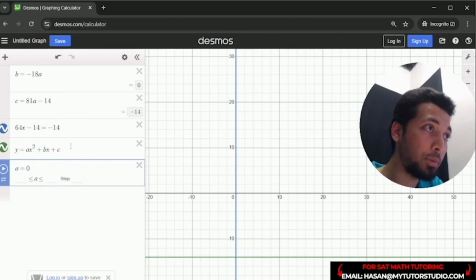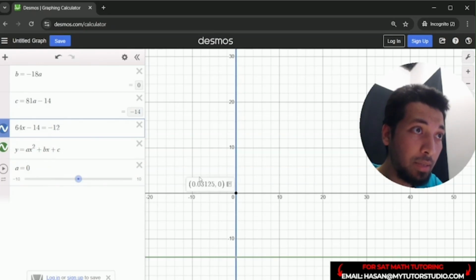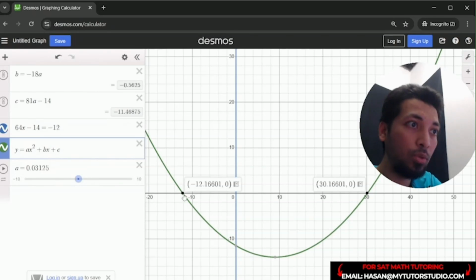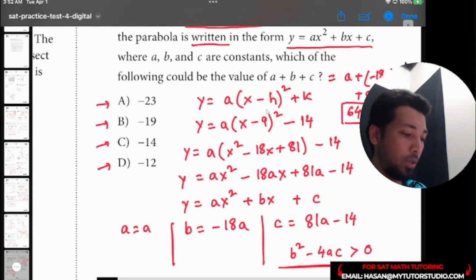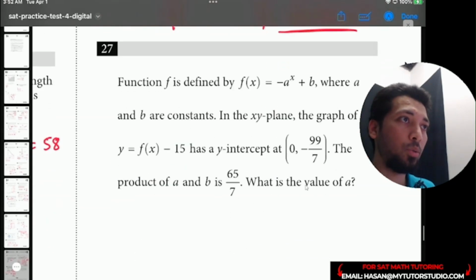So it should be option D, which is negative 12. And for negative 12, I'm getting 0.01325. If we use that, we see that the graph is touching the x-axis at 2 points. That's our option. So it should be option number D. Perfect. Now let's move on to problem number 27.